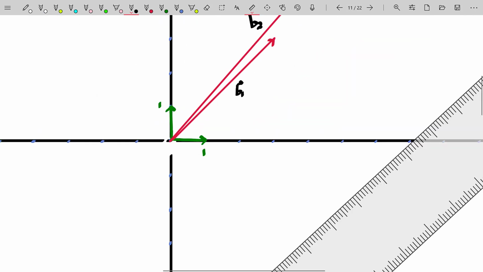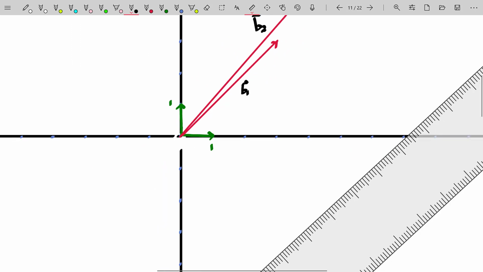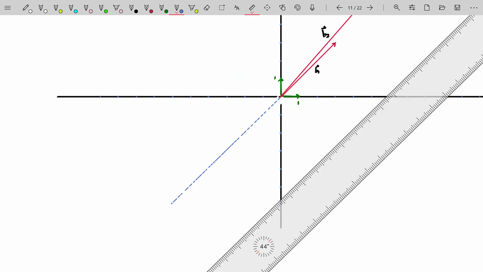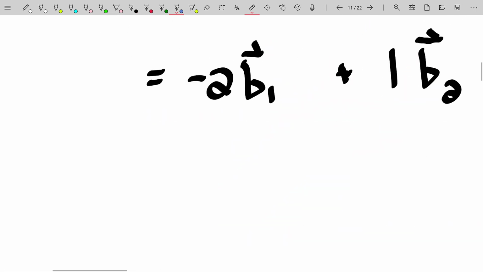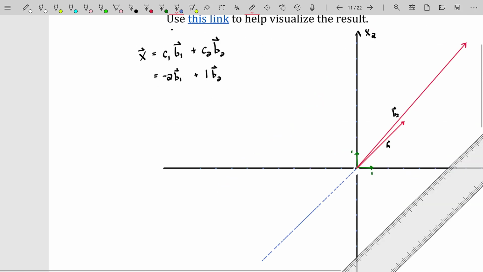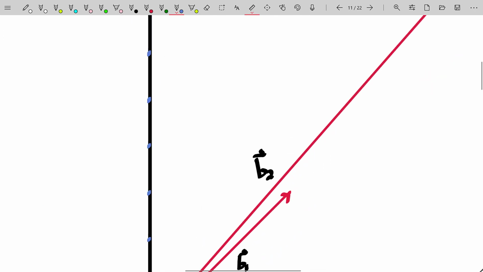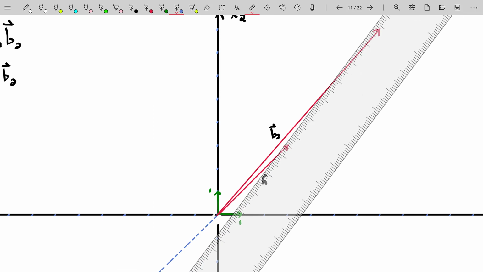Well, b1 is that first red vector, the shorter red vector. We're going to go backwards 2 units. So what you see in blue there is us driving backwards 2 units in the B1 direction, and then we're going to go up 1 unit in the B2 direction. Now the B2 direction is this vector right here, so I'm just going to go ahead and measure that out.